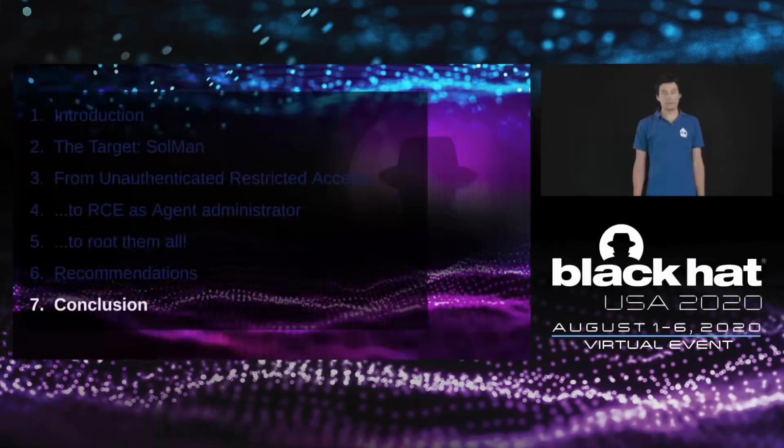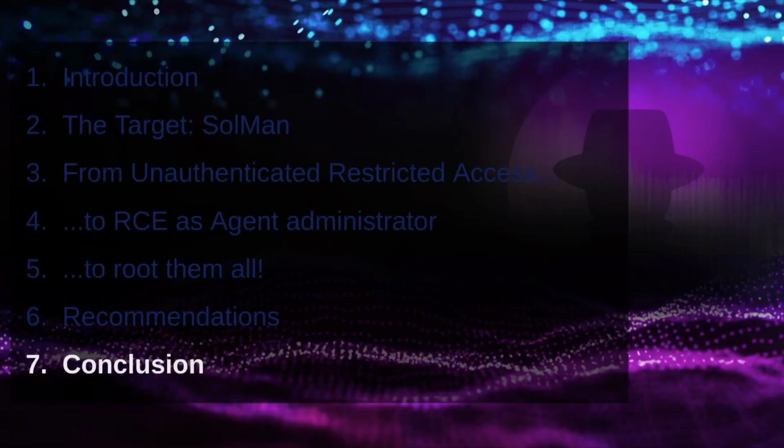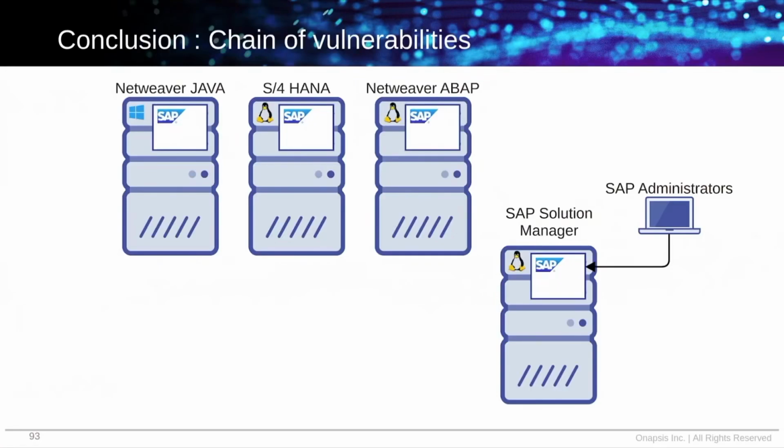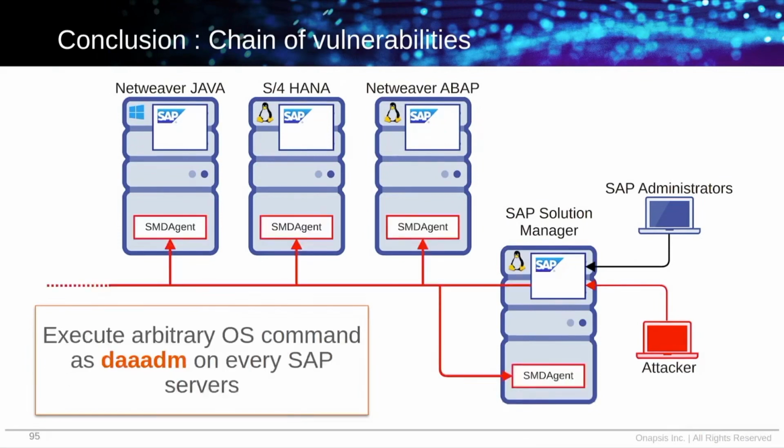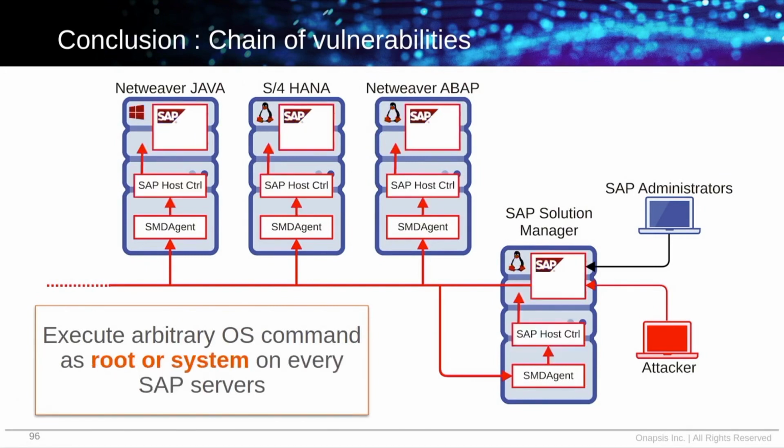Okay, as a conclusion, we'd like to share three things. The first thing, we would like to summarize the attack. Remotely, an attacker can access the Solution Manager, but this is just a little restricted access. But using this access without authentication, you can execute commands as the SAPADM on every single host on the SAP landscape. And with this connection as the SAPADM, they can exploit some vulnerability on the SAP Host Control to execute root commands or system commands at the end. So, okay, this is a very dangerous threat.